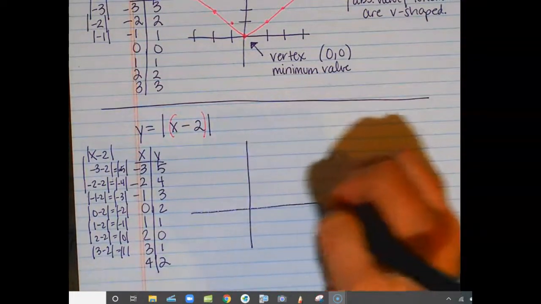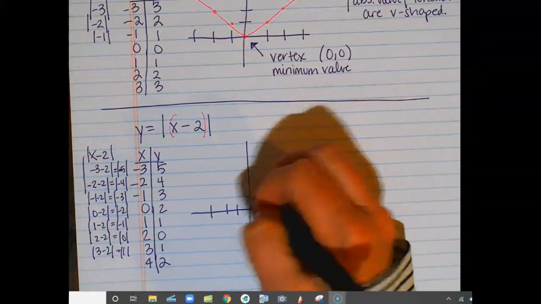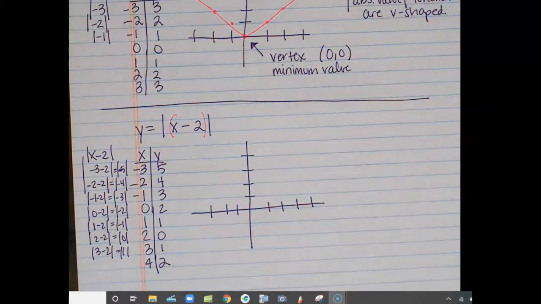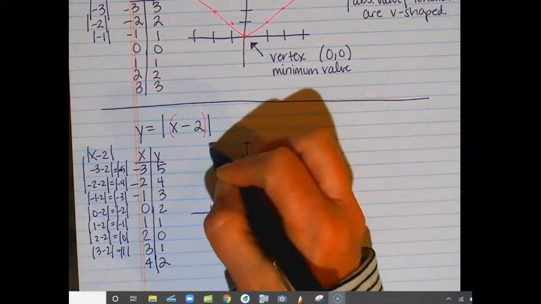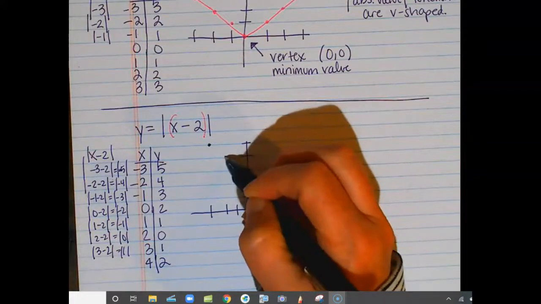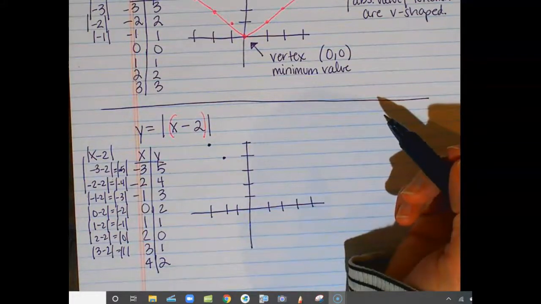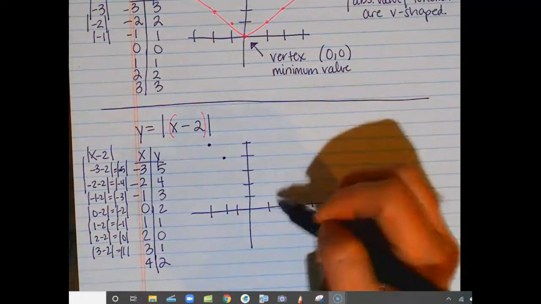So let's see what this looks like. 1, 2, 3, 4, 1, 2, 3, 1, 2, 3, 4. Okay, I need a 5. There we go. So all these points, I'm going to graph them. -3, up 5. -2, 4. If y'all need to pause this and catch up if you're writing stuff, since I already have an idea of what's going to happen here, if you want to pause it and come back, that'd be fine. You can pause it and graph all your points, and then I'll catch up with you.